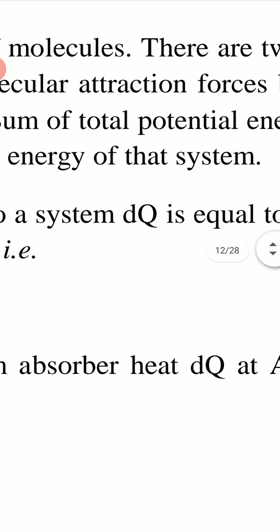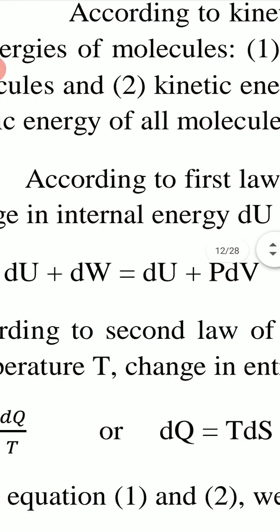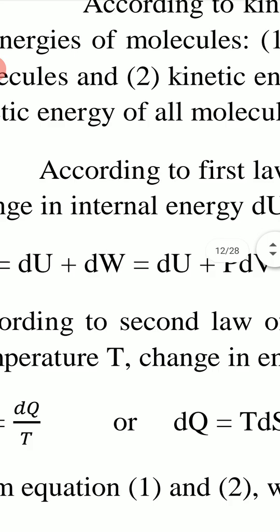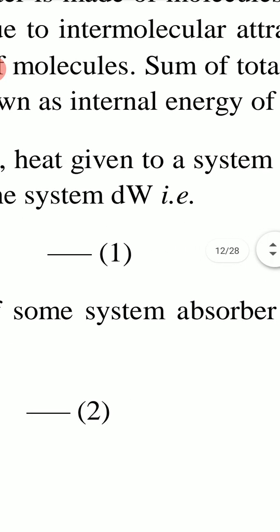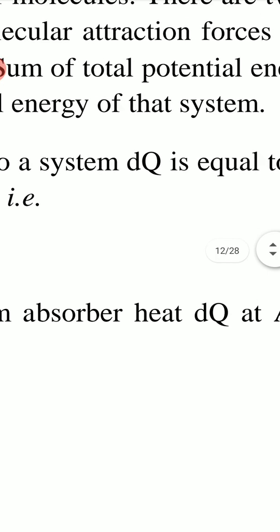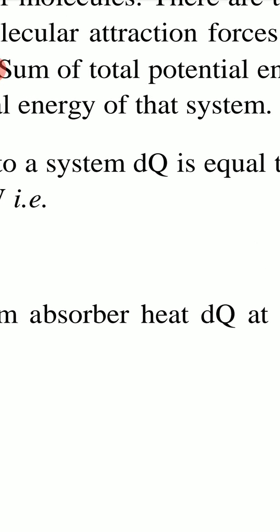And sum of total potential energy and total kinetic energy of all the molecules of a system is known as internal energy of that system. So internal energy U of a given system is equal to sum of kinetic energy plus potential energy. Kinetic energy is due to motion of molecules and potential energy is due to intermolecular attraction forces between the molecules.